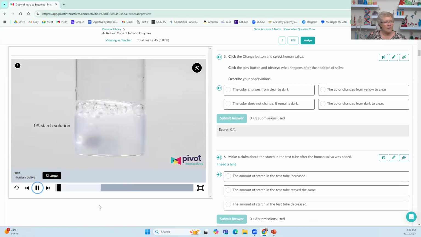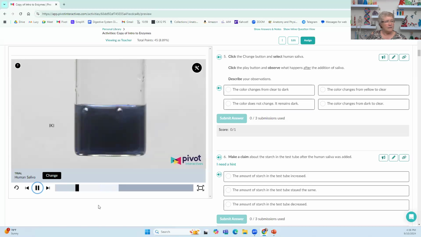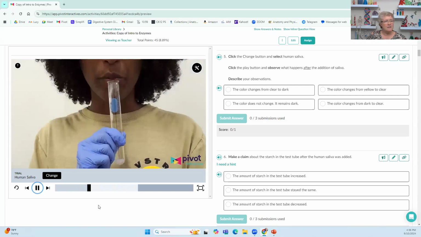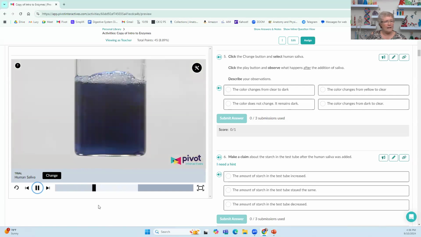So now we've got water being put in there. It's being stirred. That's our starch solution. Now the IKI has been added, turns to dark blue because there is starch. Now we're adding the human saliva. Watch what's happening.